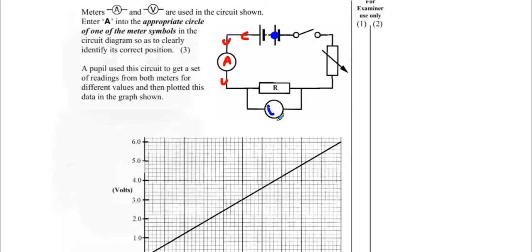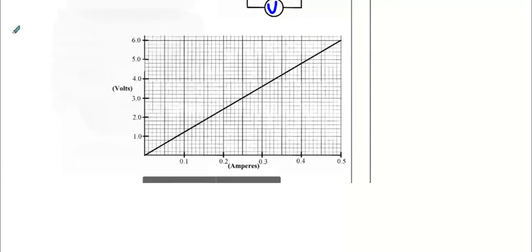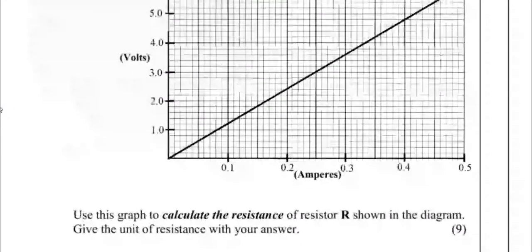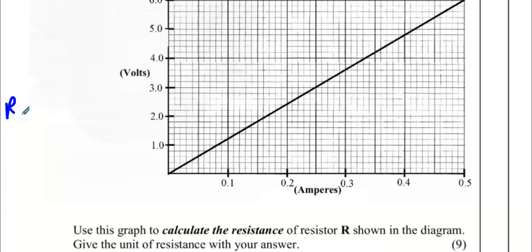Voltmeters, however, are always connected in parallel to a resistor if they're measuring the resistance. So this voltmeter is measuring the voltage across the resistance, right? So A is always in the main circuit, but V is usually parallel to an individual part of the circuit. Now, if you're asked to calculate the resistance, which I believe you are, next page, calculate the resistance. Resistance equals V over I, a voltage reading divided by a current reading.